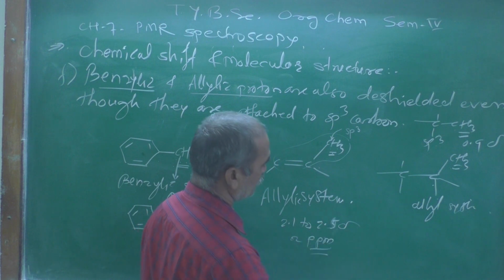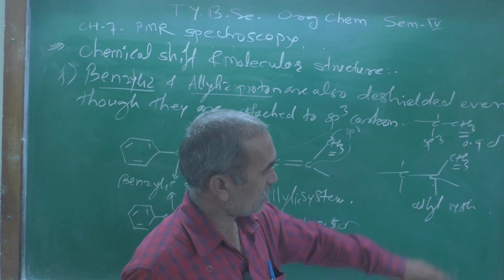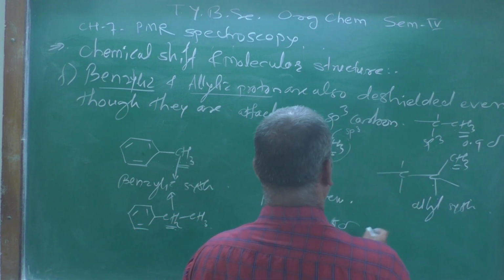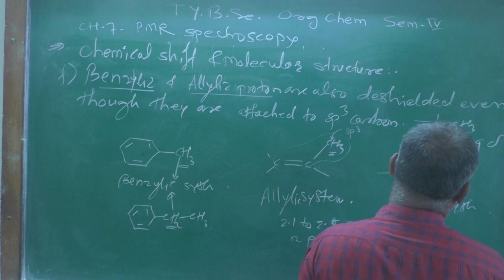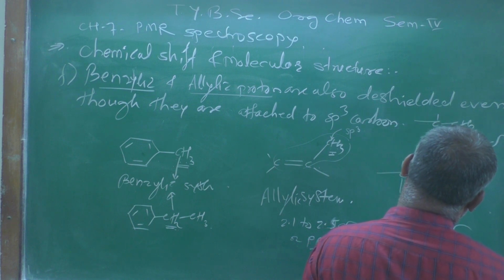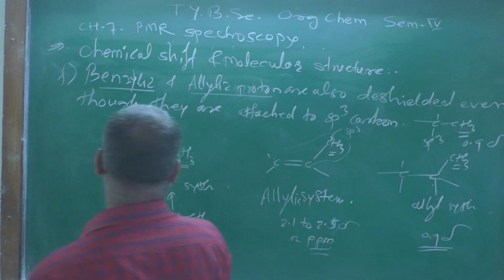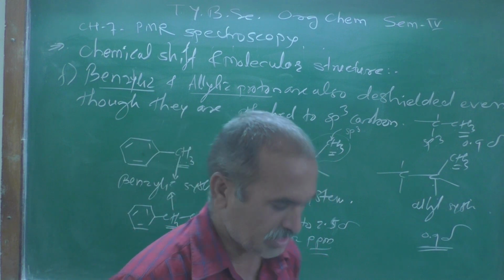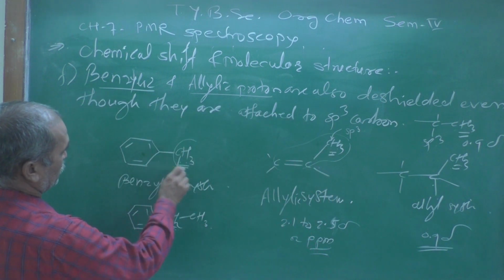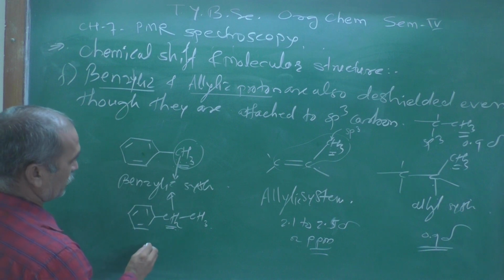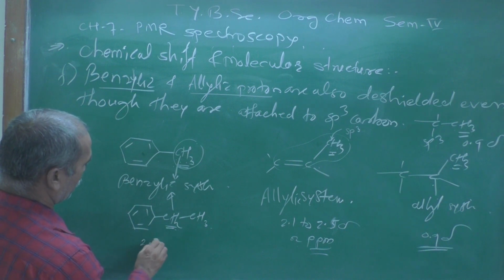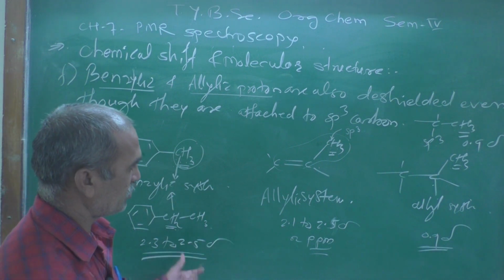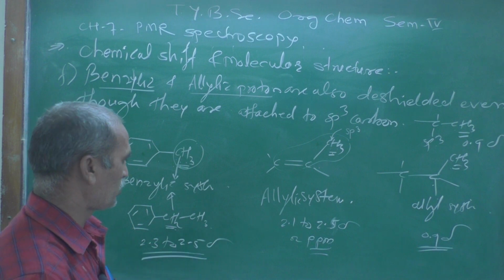Let's see here, 2.5 delta, where this is an alkyl proton, and as we know, the delta value for an alkyl proton is found to be 0.9 delta. And now here this is a benzylic proton, a benzylic system, and in the benzylic system the value for this methyl group proton is generally found to be 2.3 to 2.5 delta. Remember this one, these are very close to each other.